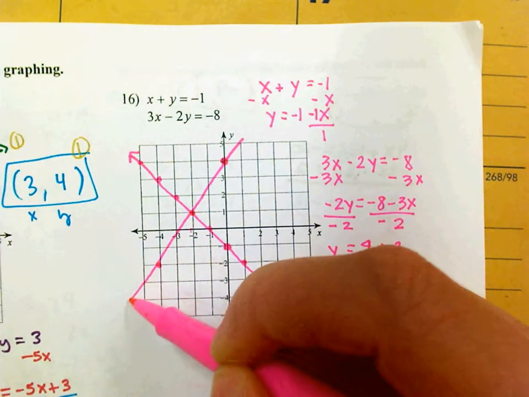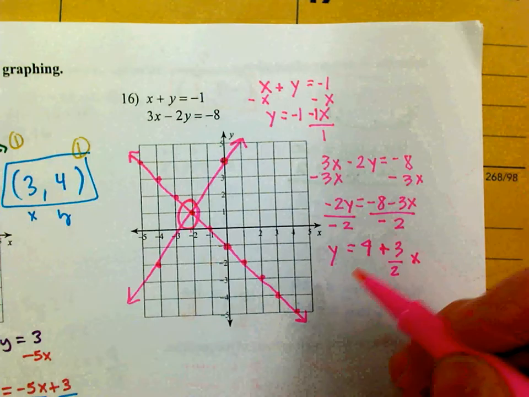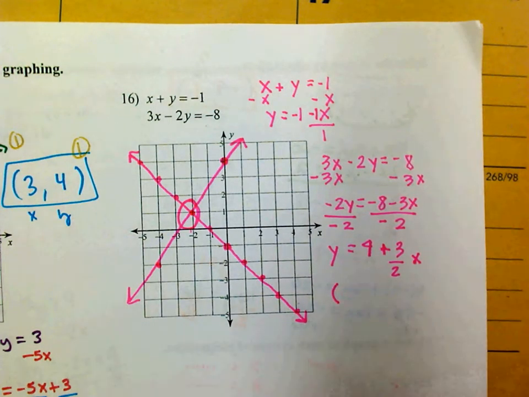So what's the actual answer? And so this is where they cross. And so it would be negative 2, 1.